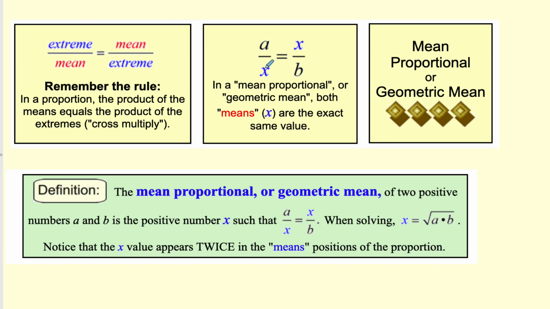Now, when the mean values are exactly the same, we call this a geometric mean or a mean proportional. And this is always going to happen when these two values are exactly the same. And when they're exactly the same, we can cross multiply and we'll get x squared equal to a times b. And then we can take the square root, and we want the positive square root because mean proportional is always going to be a positive number. And this is how we solve for x.